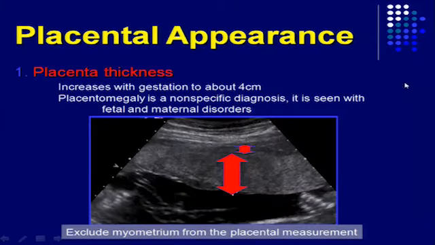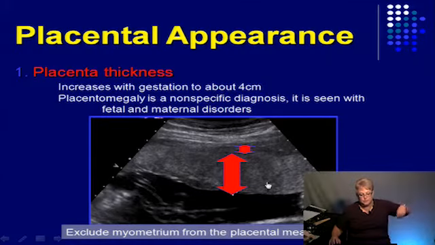So we want to assess the placental thickness. The placental thickness increases with gestational age all the way up to about 4 centimeters. Placentamegaly is if it's usually 5 centimeters or more, then we call it placentamegaly. So remember, when you're measuring the placenta, you're not including the myometrium. So this is uterine wall here, and then this is placenta. So that's what you're measuring, again, perpendicular to the placenta. You want to measure the thickness.